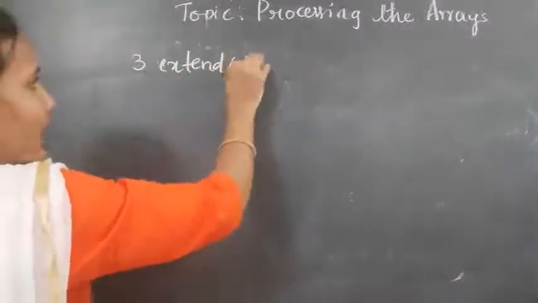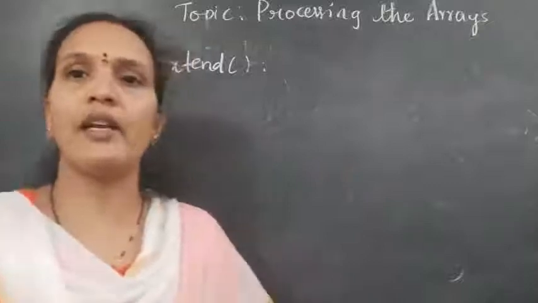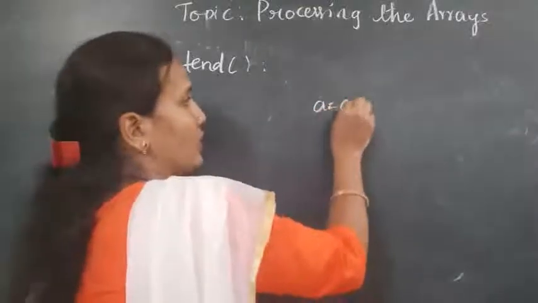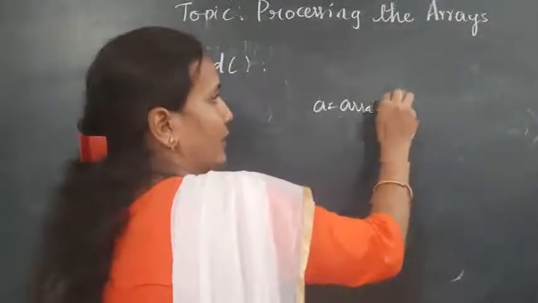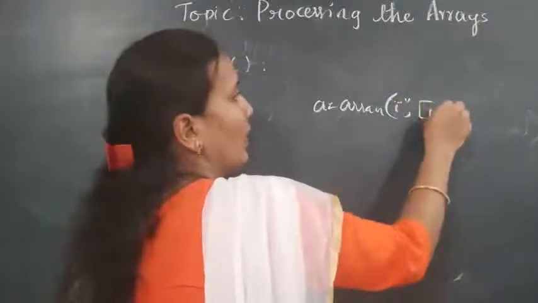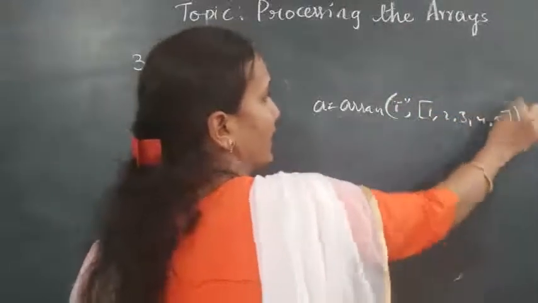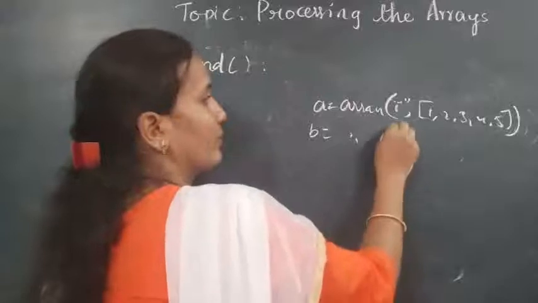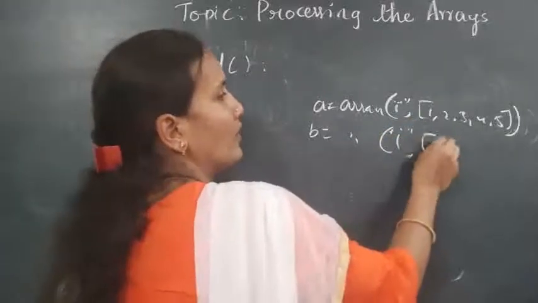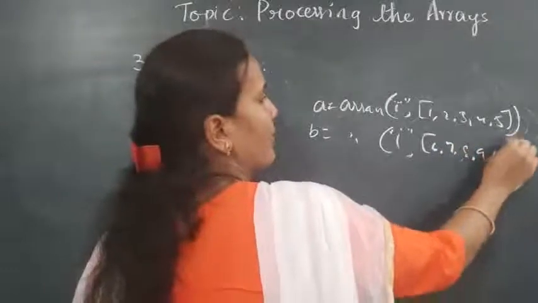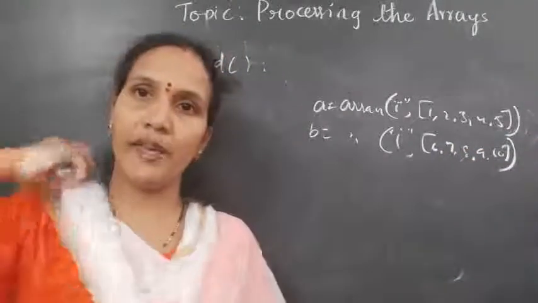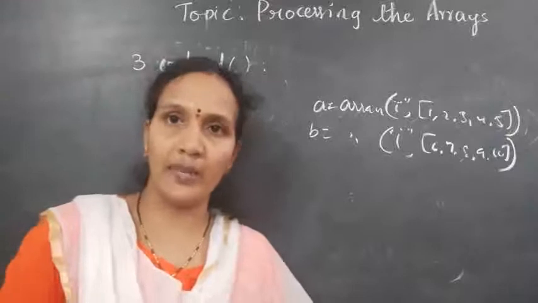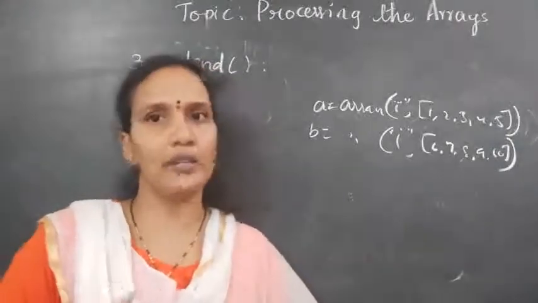Extend. See, extend method is used to extend the given array. Say example, here we have two arrays. A equals to array 1, 2, 3, 4, 5. This is a one array. I am creating a one more array, like B equals to same 6, 7, 8, 9, 10. Okay. Now how many elements we have? 10 elements. Now at the time of display, what I want to do is total how many elements are there. I want to print all the elements.